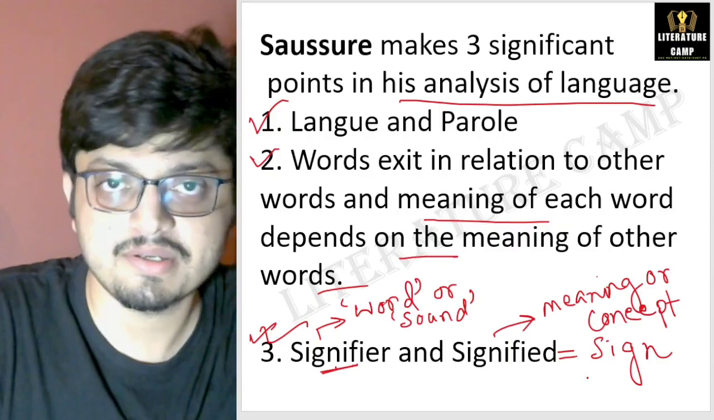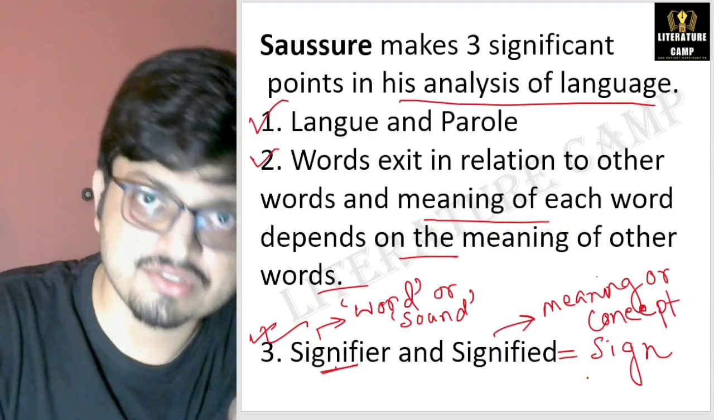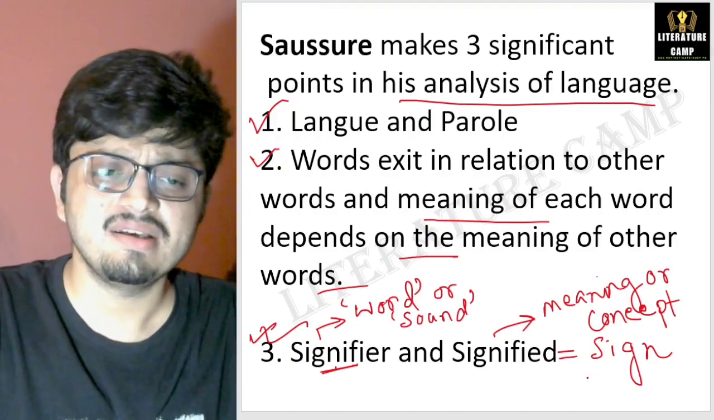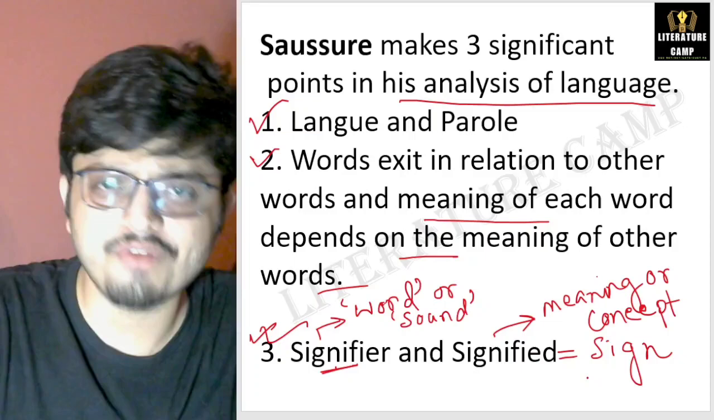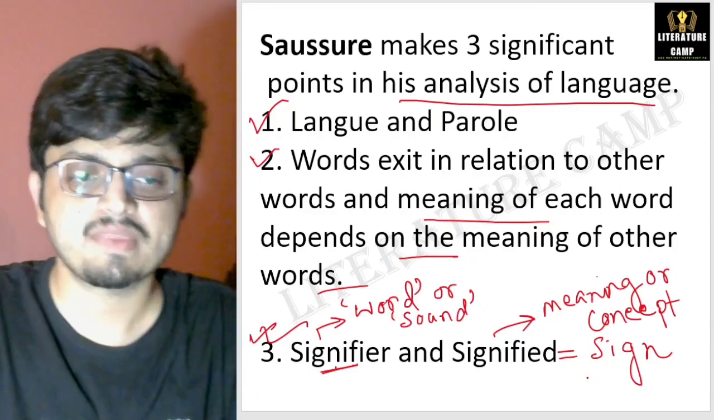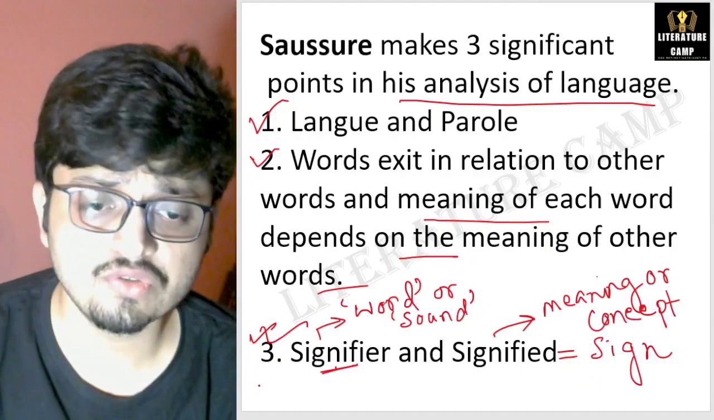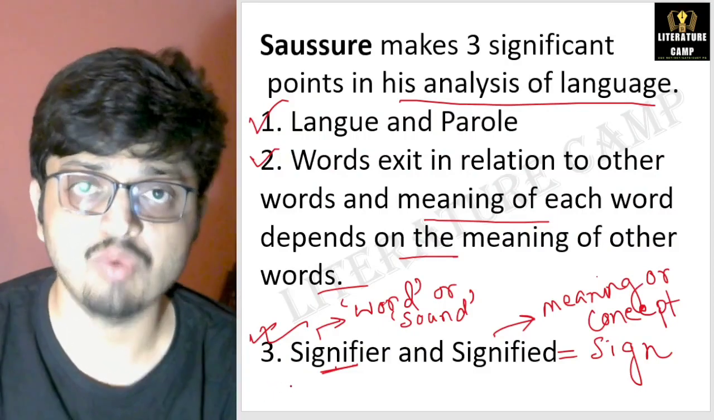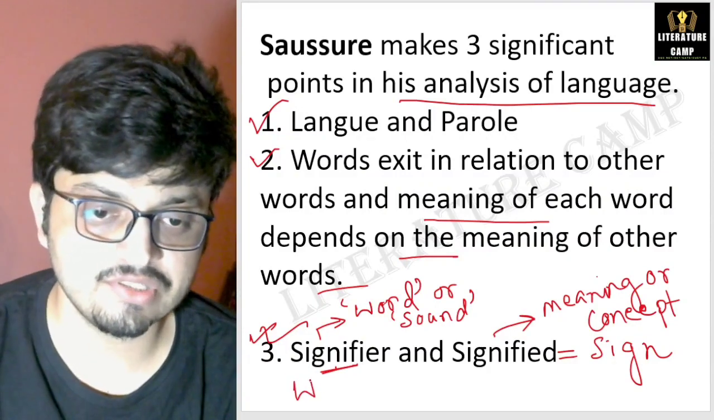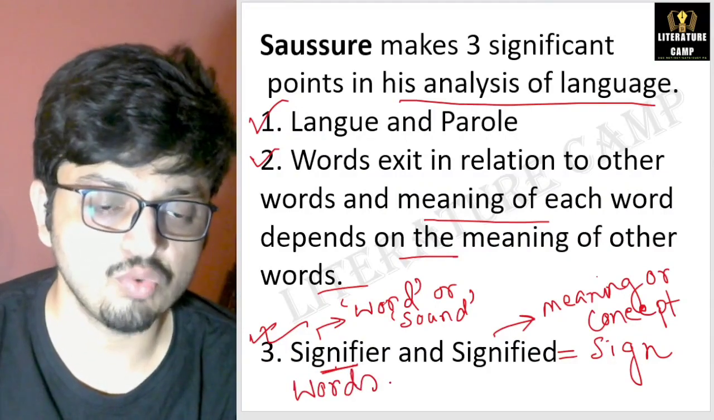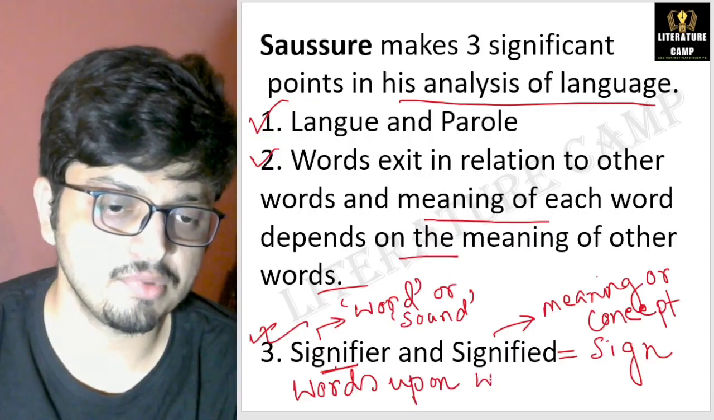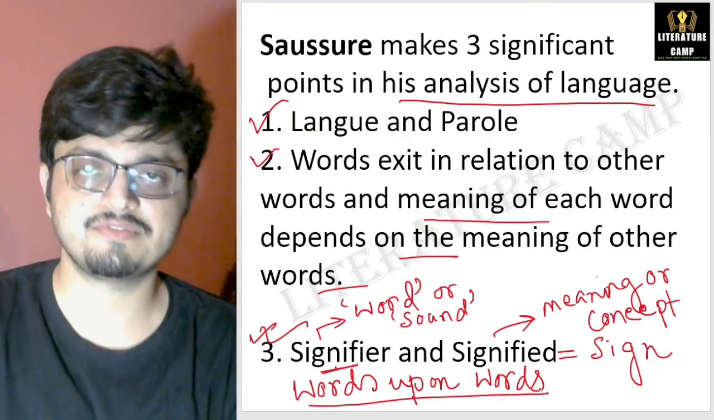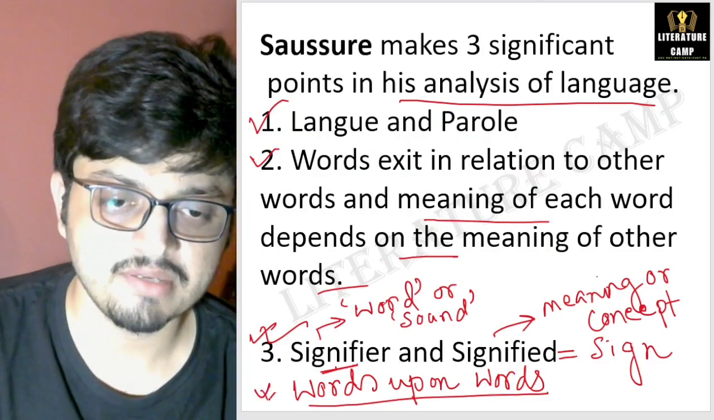Study of sign is called semiology according to Saussure. So I hope you have understood this concept of sign, which is actually a combination of signifier and signified, right? Saussure wrote another work, which is something we need to remember: Words upon Words. This question can come. Who wrote Words upon Words? The answer is Ferdinand de Saussure. So please make a note of this.